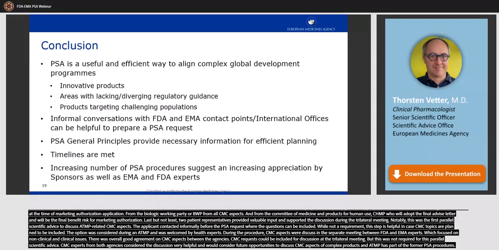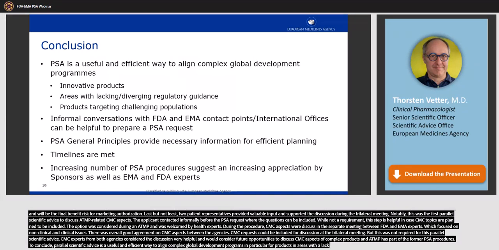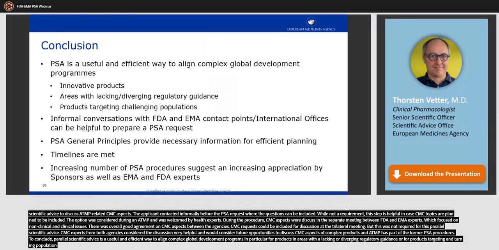To conclude: parallel scientific advice is a useful and efficient way to align complex global development programs, in particular for innovative products in areas with lacking or diverging regulatory guidance, or for products targeting challenging populations. Informal conversations with FDA and EMA contact points or the international offices at both agencies can be helpful to prepare a PSA request.